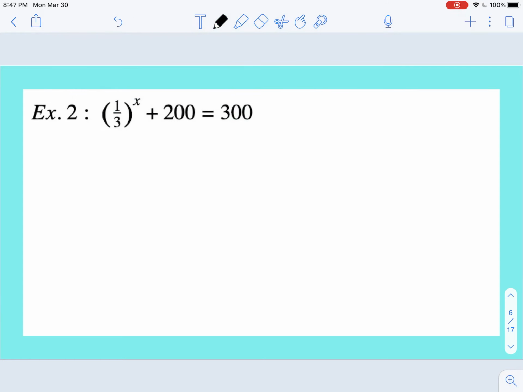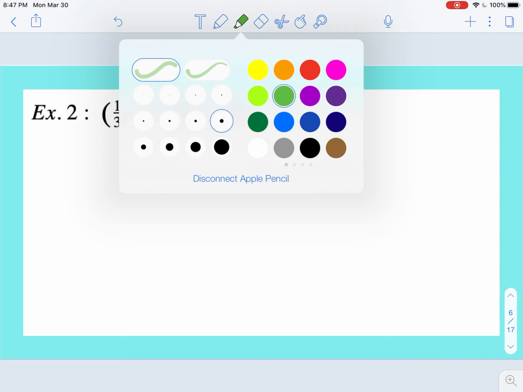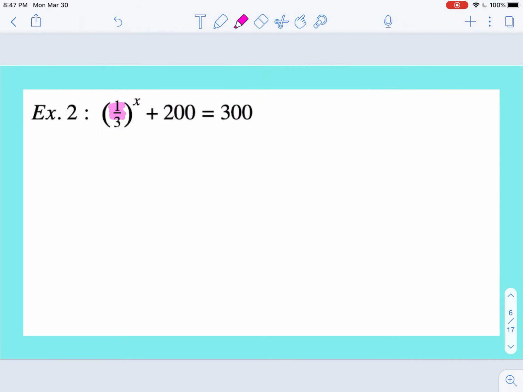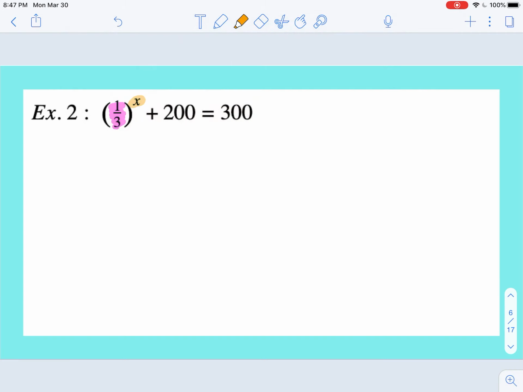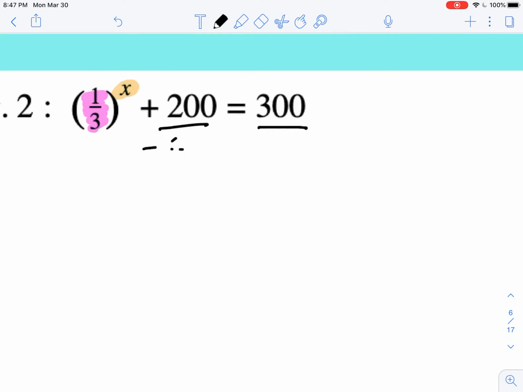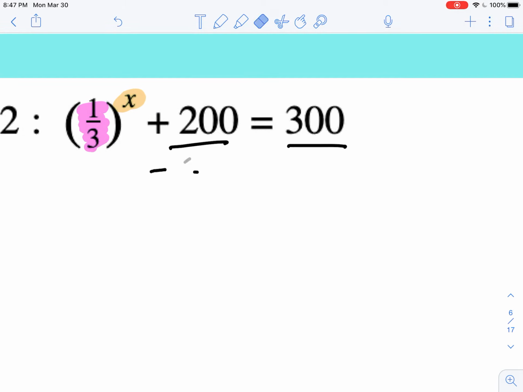All right, so this time I notice that I have my base over here, and I have my variable in the exponent, but I've got a bunch of other stuff that I need to get rid of so that I can isolate my log. So the thing I'm going to do here is subtract 200 from both sides. Let me zoom in a little bit.